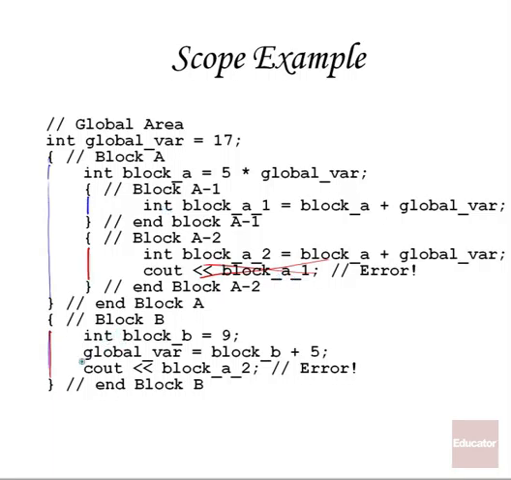Same thing here with block B. You can set the global var because you can see it. You have access. You can read to it. You can write to it. You can go both directions. You can set it to your block B plus 5, but you can't do anything with this variable, block A2, which comes from inside the other block.